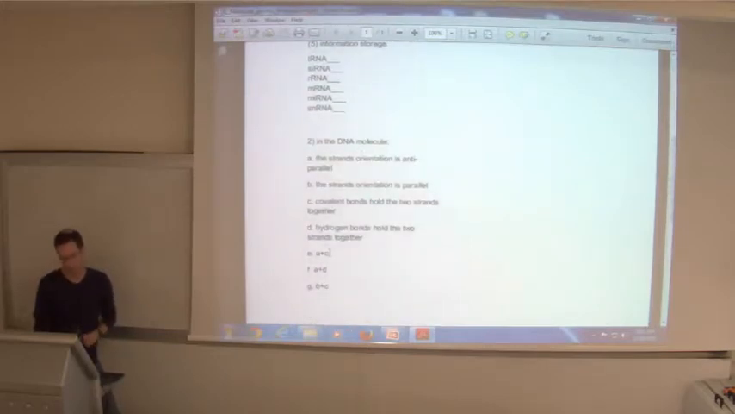Okay, this is just one last question. In the DNA molecule, what's the correct sentence or set of sentences? A, the strand orientation is anti-parallel, right? Essential part of the DNA double helix. B, the strand orientation is parallel, incorrect. C, covalent bonds hold the two strands together. What do you think? Right, it's only hydrogen bonds, what we call Watson-Crick bonds. Covalent bonds exist between each building block of each chain. So C is incorrect. D, hydrogen bonds hold the two strands together. This is correct. A and D.